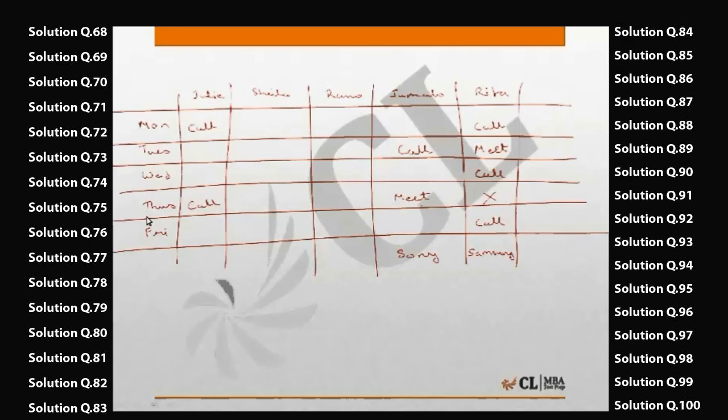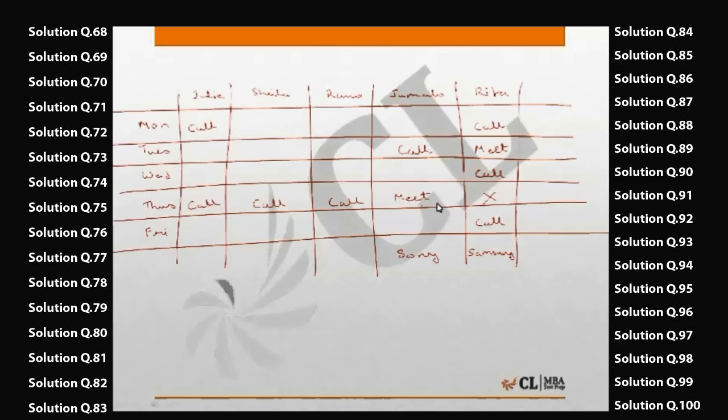Next, we see that every day he calls 3 people. For Thursday, we have a meet, we have a cross. We do not have 3 calls. The 3 calls can be filled this way. Okay, so he is calling Julie, Sheila and Rano on Thursday, meeting Jamalo, and neither calling nor meeting Rita on Thursday.